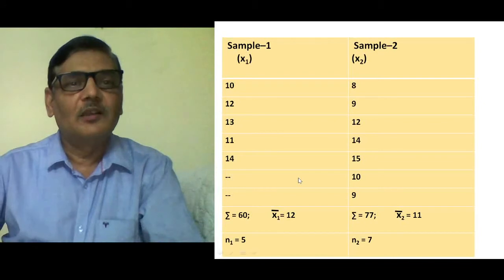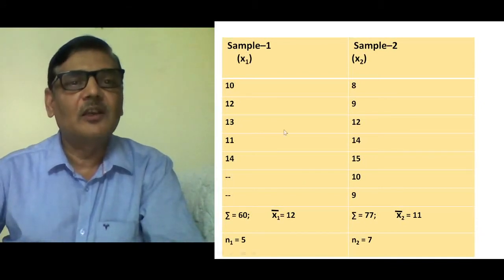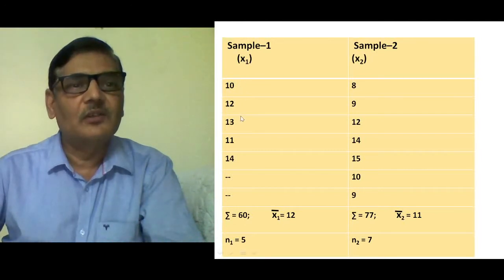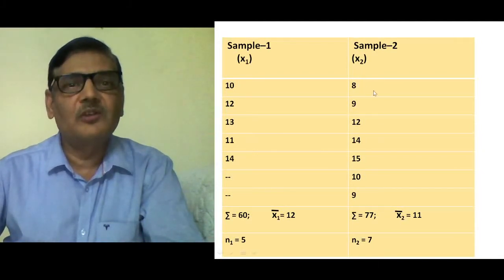We can understand this entire calculation of the F statistic by considering a particular case. Here I have taken two samples, sample 1 and sample 2. The first one comprises 5 observations. These are the X1 observations: 10, 12, 13, 11, 14. These are the individual observations for sample 1, and in sample 2 there are a total of 7 observations.